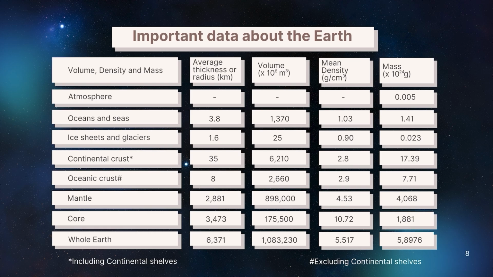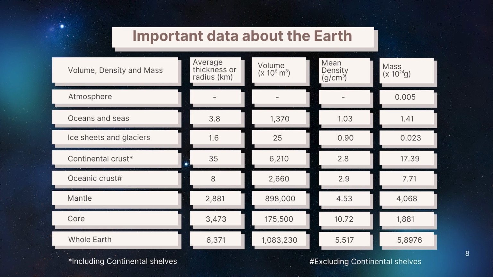Continental crust is 35 kilometers thick, whereas oceanic crust is only 8 kilometers thick. The density is also different. Continental crust is lighter as compared to the oceanic crust. Mantle is different from the crust and core. Mantle is relatively much denser than the crust, almost double, that is 4.53 compared to the crust.